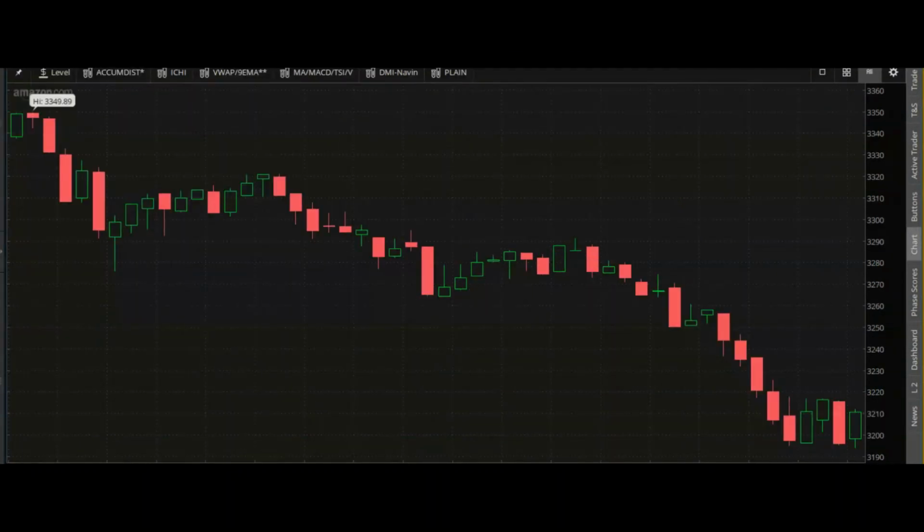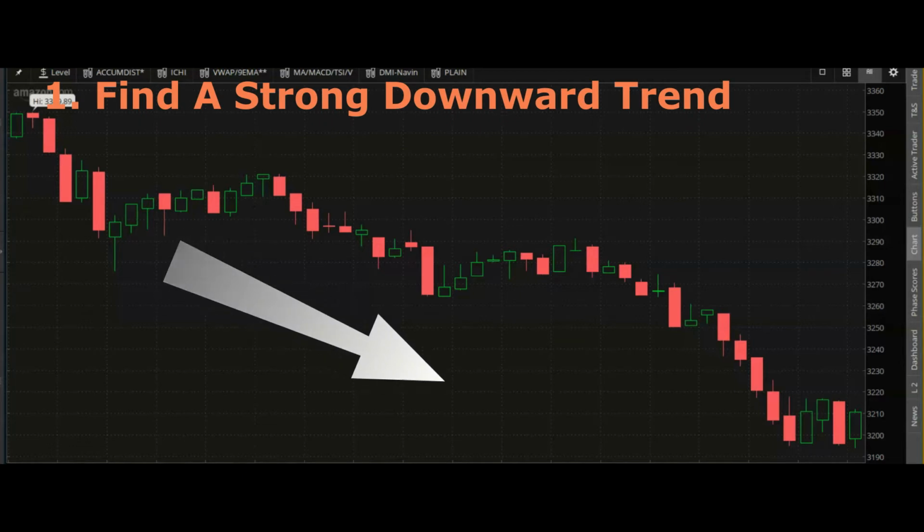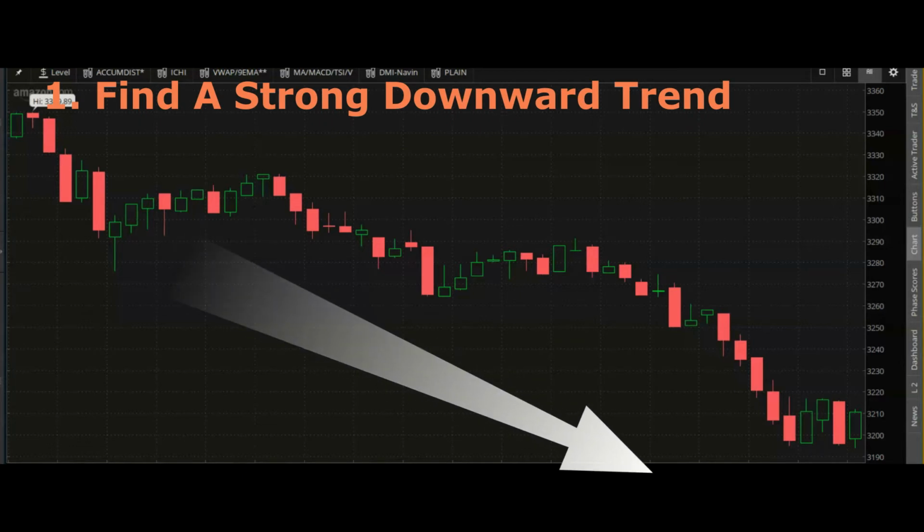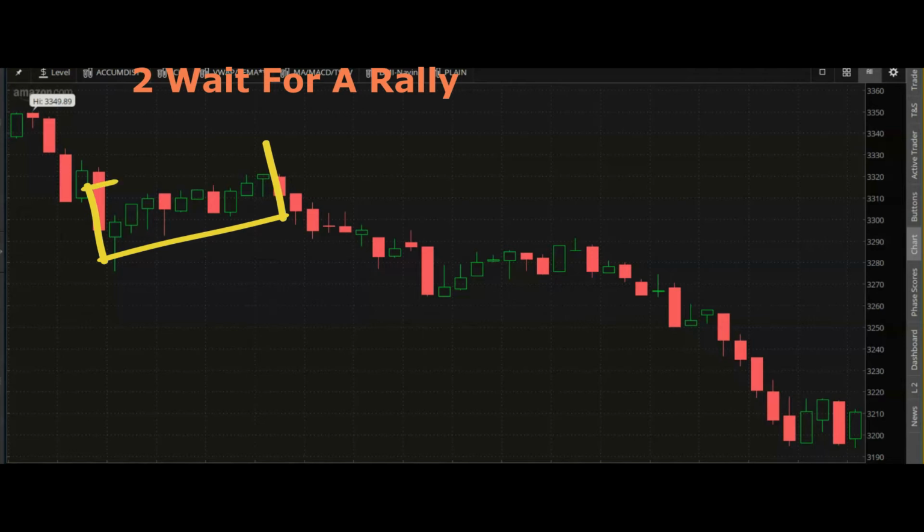In a downtrending market, the opposite is the case. You want to find a strong downward trend, wait for a rally, and then enter the trade only after the rally has occurred.